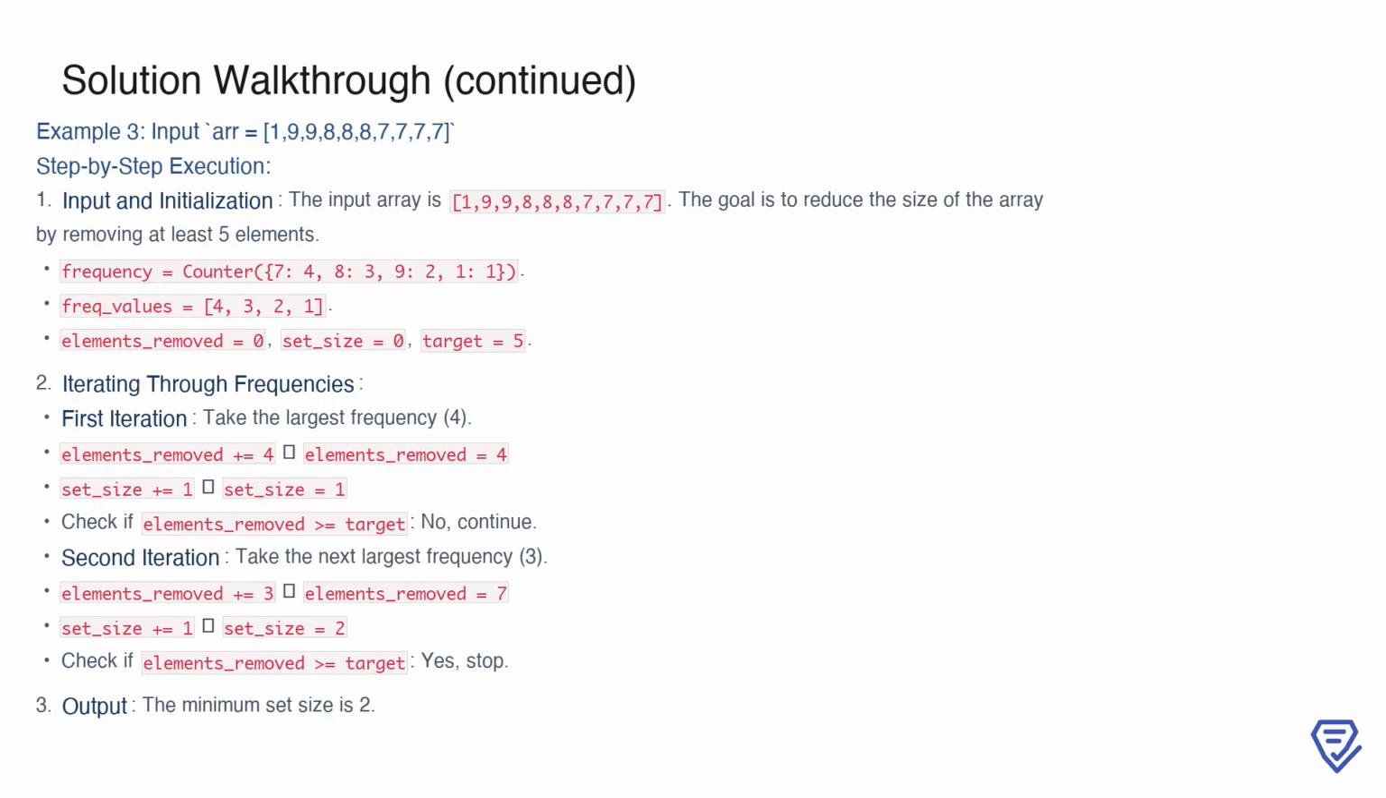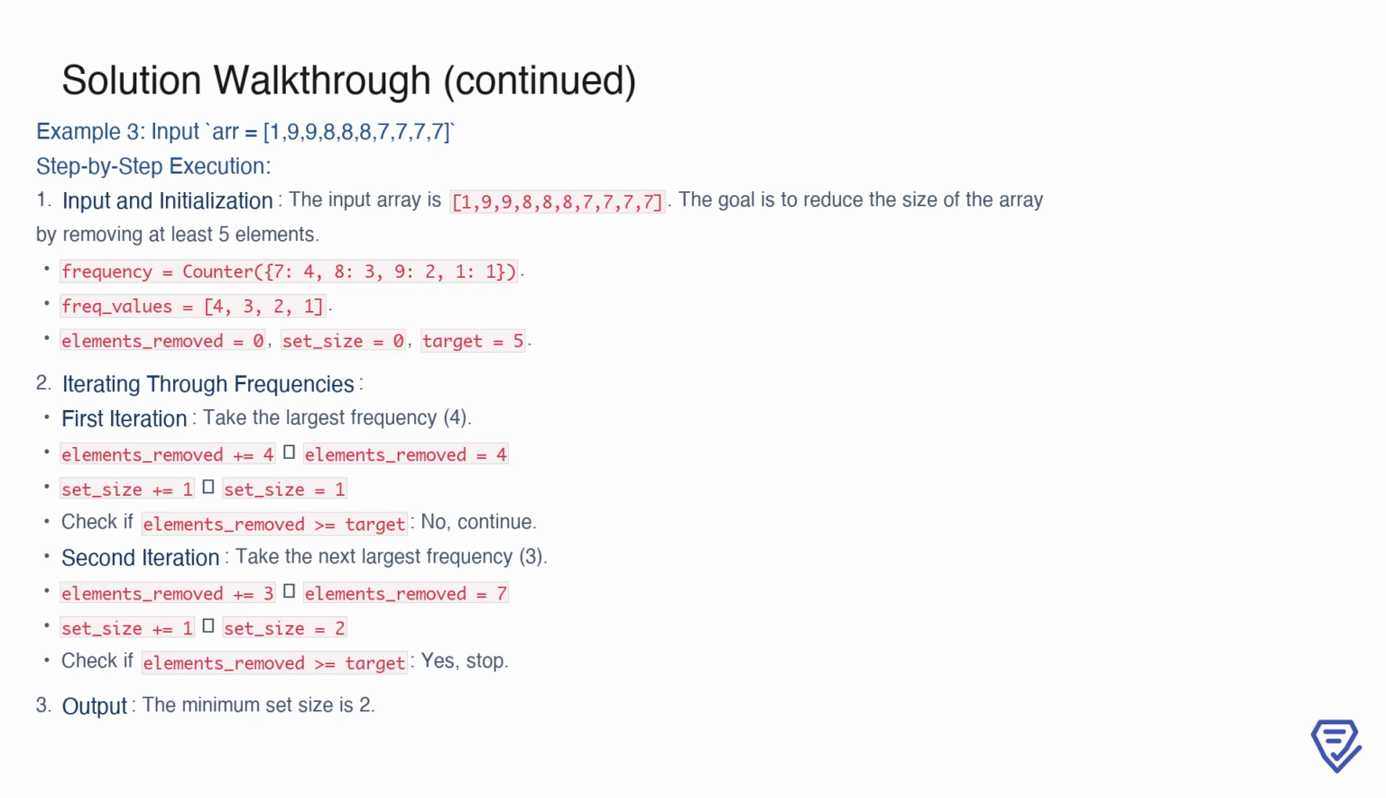In the final example, the input array is 1, 9, 9, 8, 8, 8, 7, 7, 7, 7, and our goal is to remove at least 5 elements. First, we calculate the frequency of each unique element, resulting in frequency equals counter 7, 4, 8, 3, 9, 2, 1, 1. Sorting these frequencies in descending order gives us frequency_values equals 4, 3, 2, 1. We initialize elements_removed equals 0, set_size equals 0, and target equals 5.